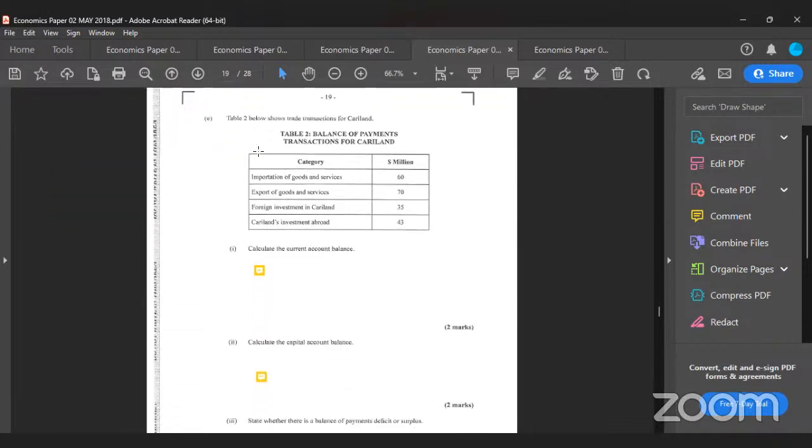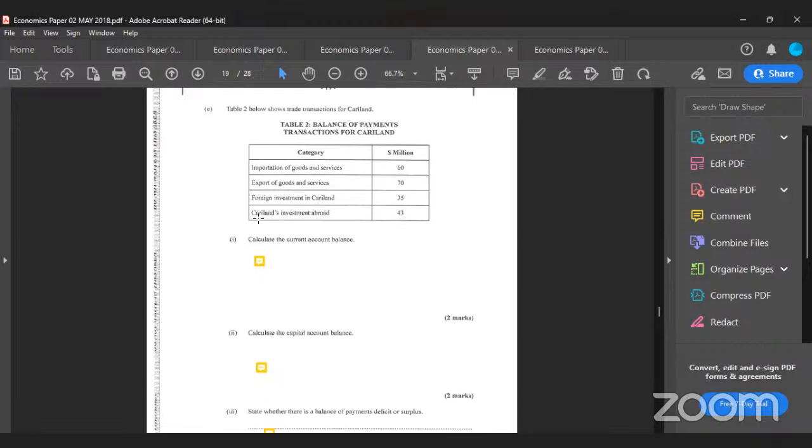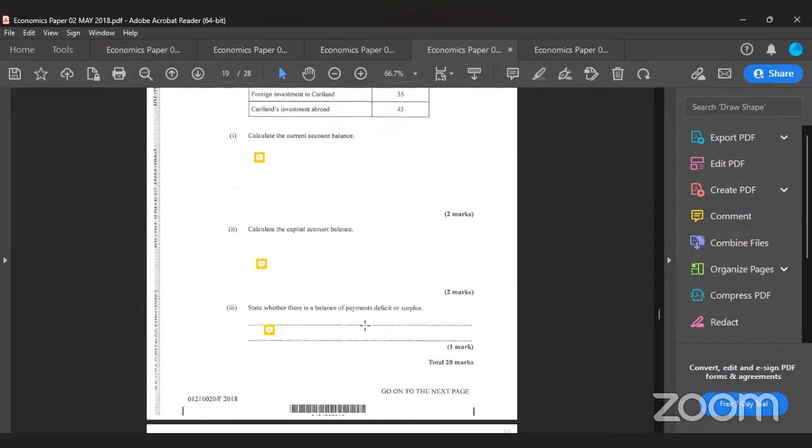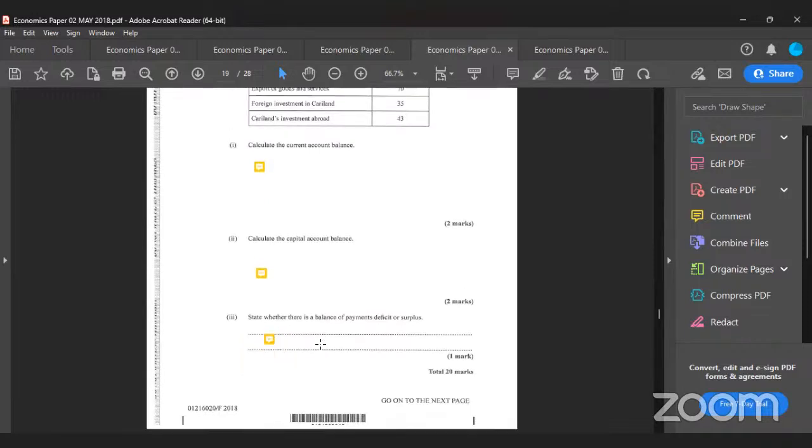Now we have a little table here. And the question asks us to calculate the current account balance, which we know would be 10 million: exports minus imports. Calculating the capital account balance gives -8, because it's outflows minus inflows. Just like this, exports minus imports, because exports represent currency coming in, and imports represent currency leaving, right?